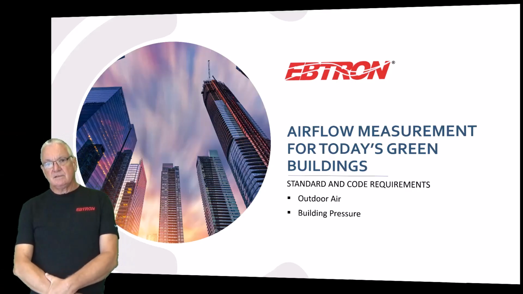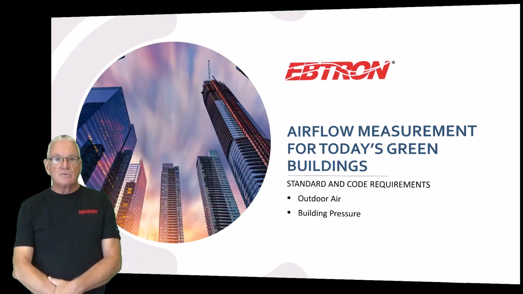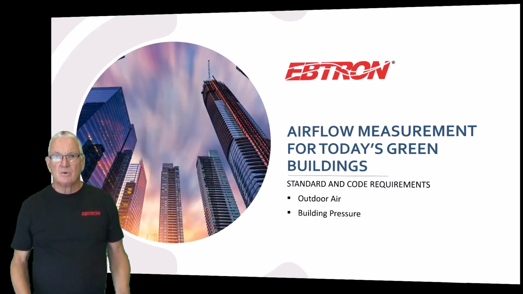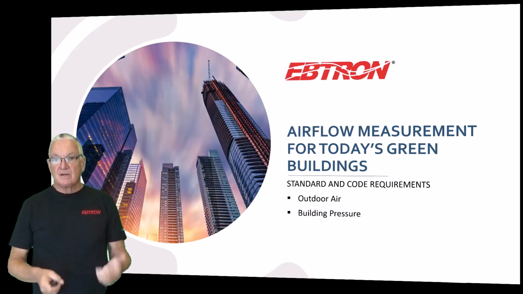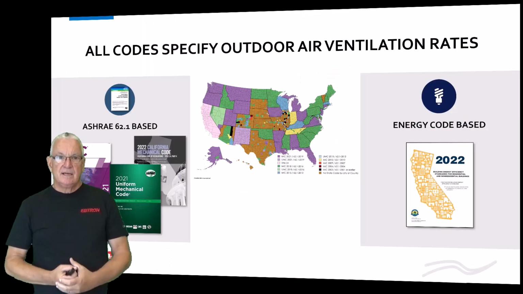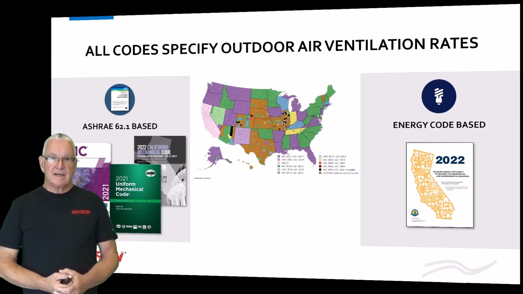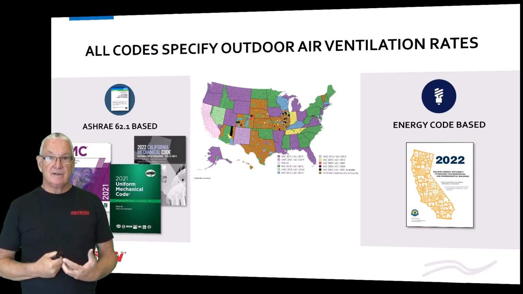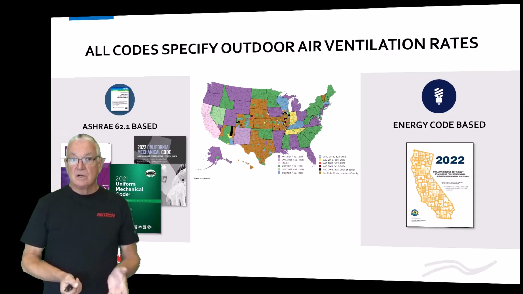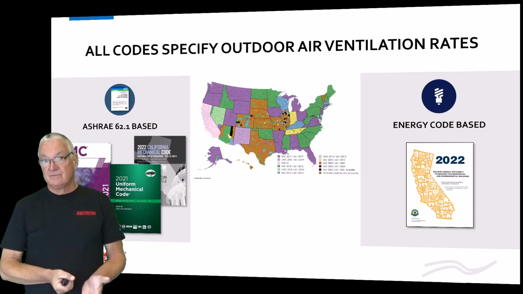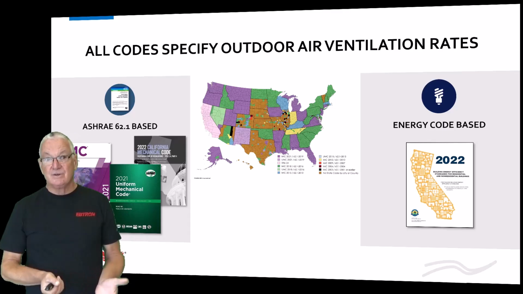Okay, now we're going to take a look at standard and code requirements, but we're not really going to go into a lot of detail about these standards or these codes. We don't really have enough time to do that, but we are going to talk about outdoor air and building pressure, okay? And so let's just start with something that I think is the easiest way to look at standards and codes from my perspective and the use of airflow measurement. It's real simple. All codes specify outdoor air flow rates, okay? They just do, all right?